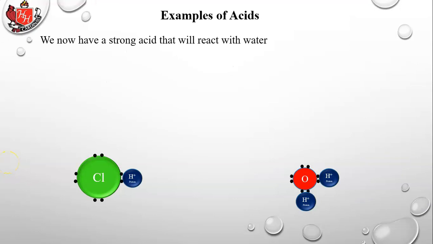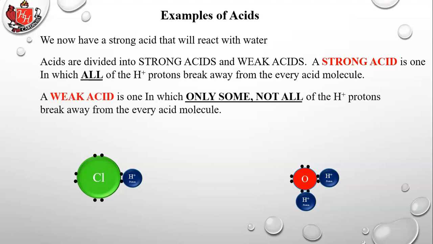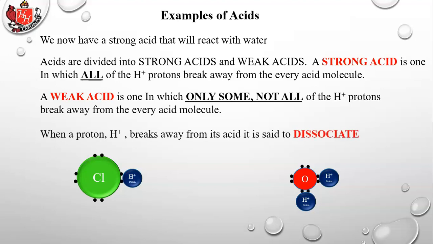We now have a strong acid that will react with water. Acids are divided into strong acids and weak acids. A strong acid is one in which all of the H+ protons break away from every acid molecule. 100% of them will break apart in water. A weak acid is one in which only some, not all, of the H+ protons break away from every acid molecule. When a proton H+ breaks away from its acid, it is said to dissociate. So get used to hearing that word dissociate. It means break apart.